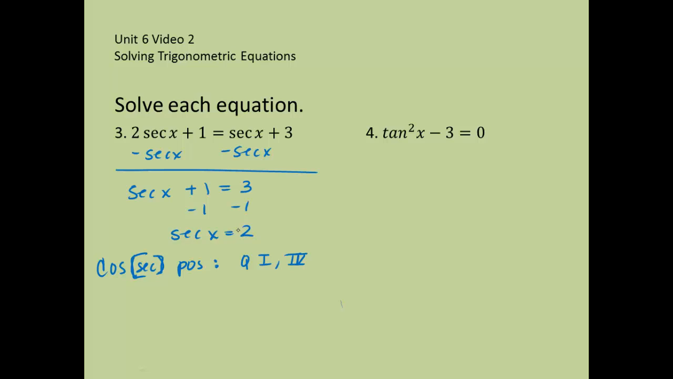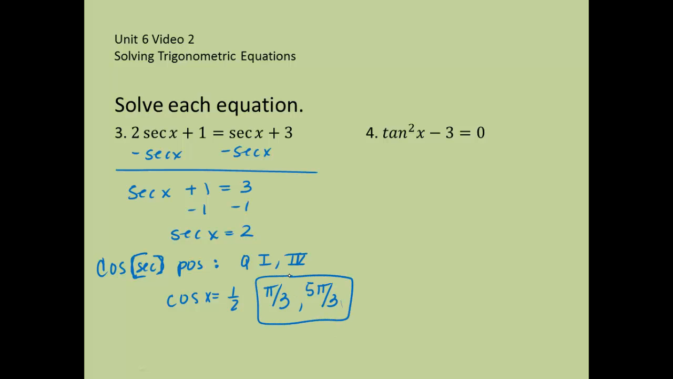But if secant equals 2, then I know that cosine is going to equal 1/2. Well, if cosine equals a half, this might be easier for me to think about. Where is cosine a half? What angle produces cosine to be 1/2? And that angle is our pi over 3, or 60 degrees if you're thinking like that. And then in quadrant 4, that angle is 5 pi over 3.